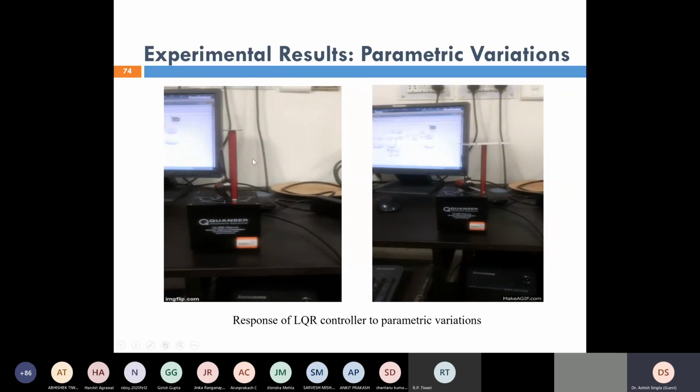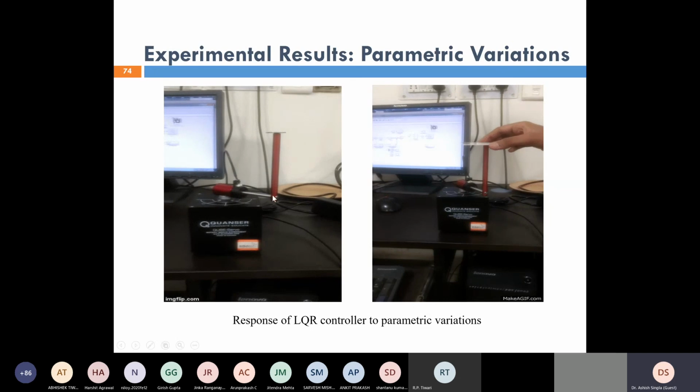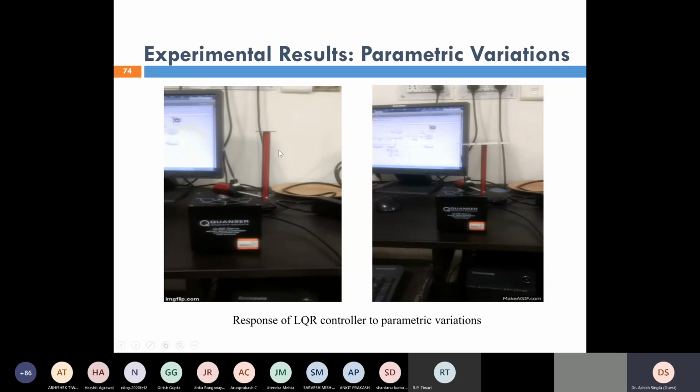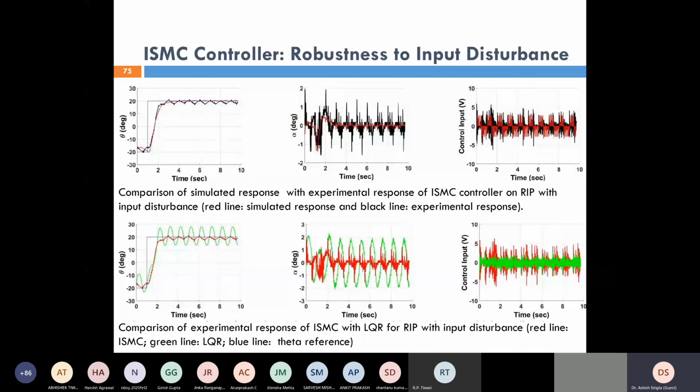So here you can see how, with the parametric variations, the natural frequency of the system will change because the mass of the system changes significantly. So even with the 20% change, the controller is performing well. On the right hand side, we have a visiting card. And then we have tried different kinds of controllers like sliding mode controllers, integral sliding mode controllers.